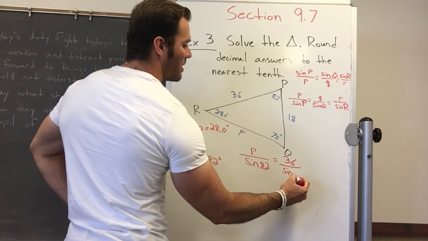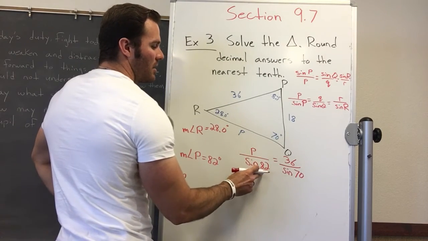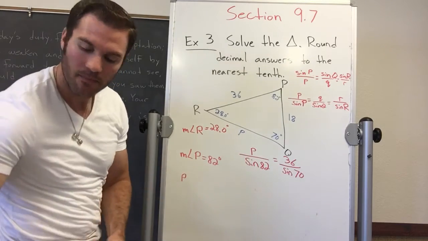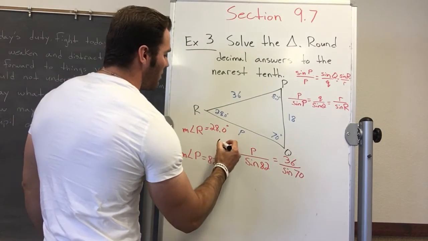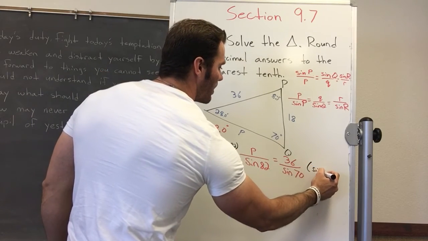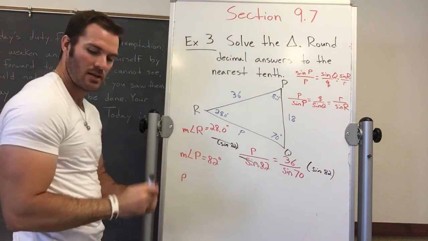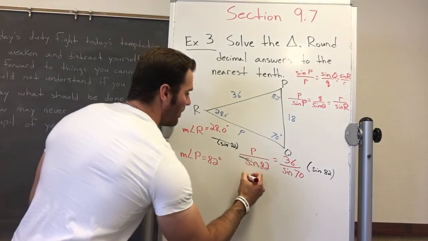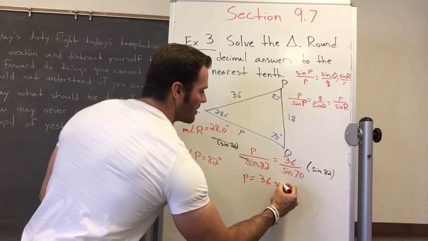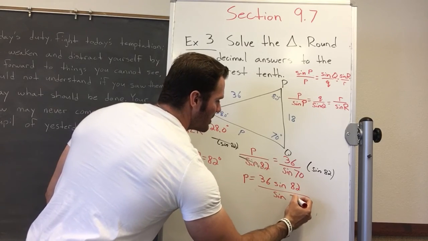So sine. All right, we've got to get rid of this. So we're going to multiply. Let me use a different color so it doesn't get mixed up. We're going to multiply both sides by sine 82. That way we can get rid of this. And you're left with the lowercase p equals 36 times sine 82 all over sine 70.